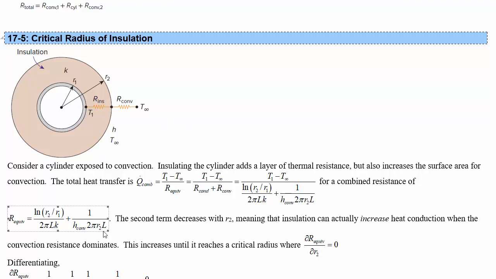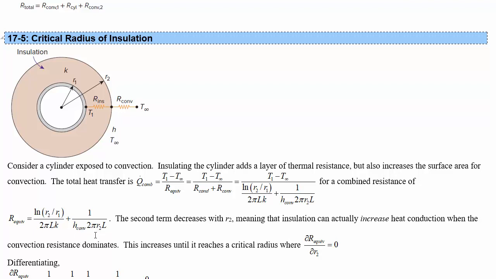And substituting in the area of the outer surface for convection, we see something neat happen that didn't happen for plane walls. The area of the outer surface increases with increasing insulation thickness, and that means the convection resistance goes down as we increase the insulation thickness. That's a new thing. For plane walls, adding more insulation didn't affect the convection resistance because the area is the same. It doesn't change as you add a thicker insulation. But for cylinders or spheres, it would.